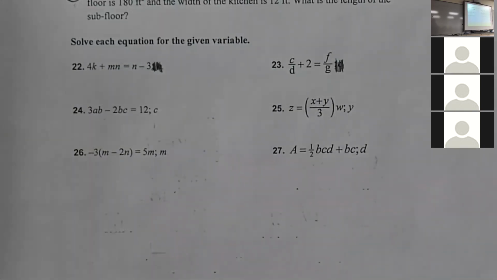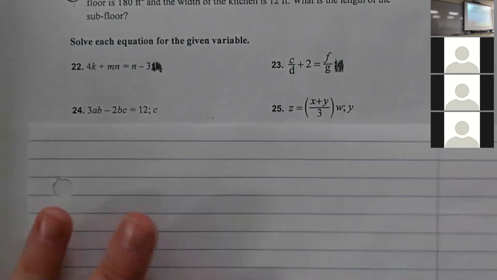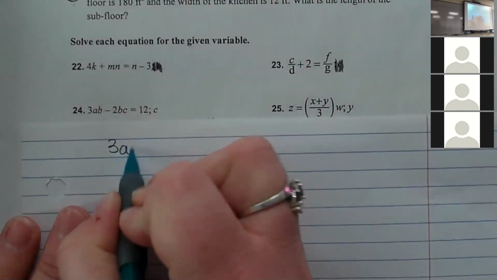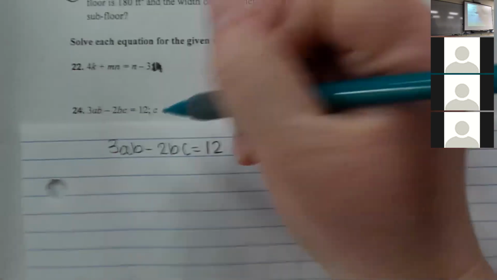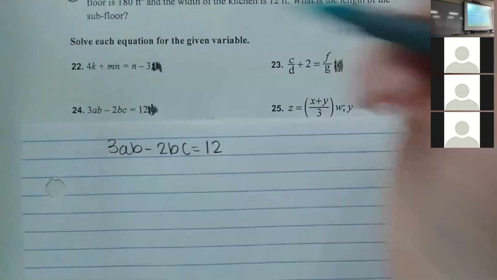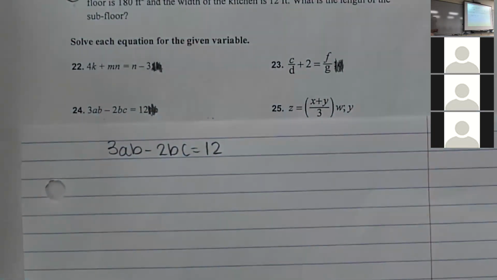Hey, let's keep going. 24. 3AB minus 2BC equals 12. Remember that semicolon C, that's just telling me what letter I'm solving for. I want to get C by itself. Good news is there's only one C in here. So cover that junk up for now.